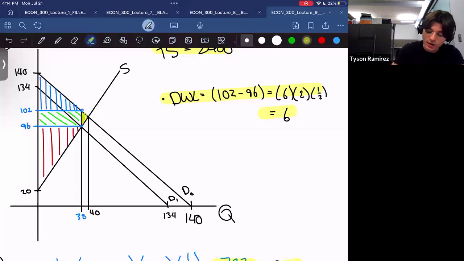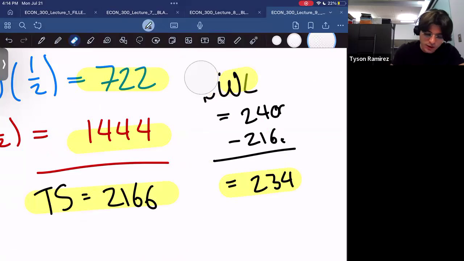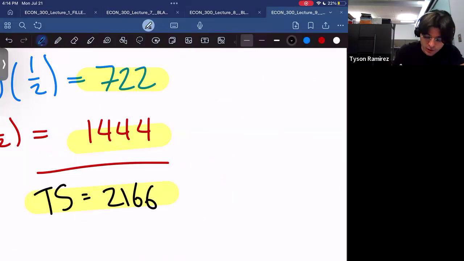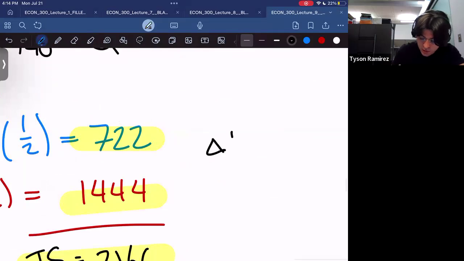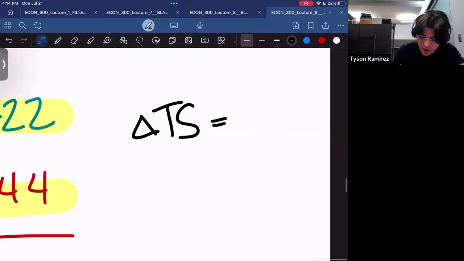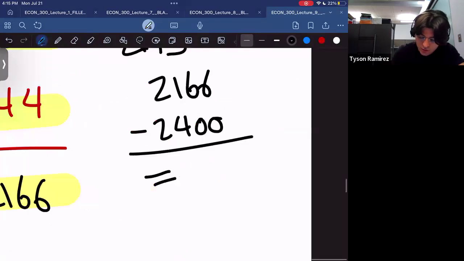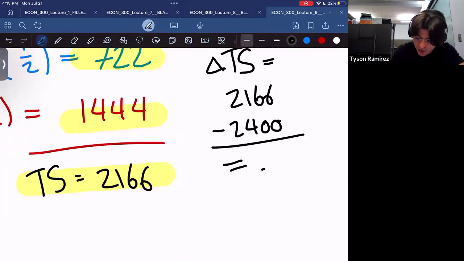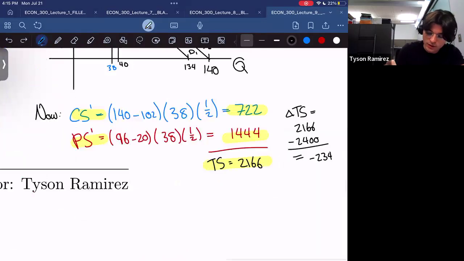All right. What did I mistakenly calculate down here? What I calculated down here was the change in total surplus. Well, our new total surplus was 2166. The original surplus was 2400. So the change in total surplus is actually negative 234.